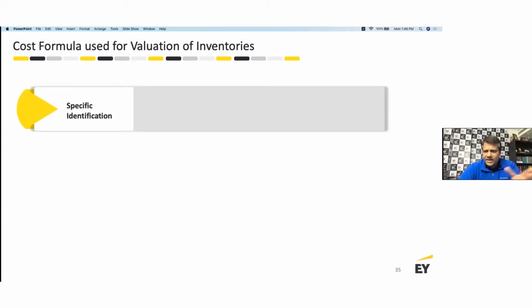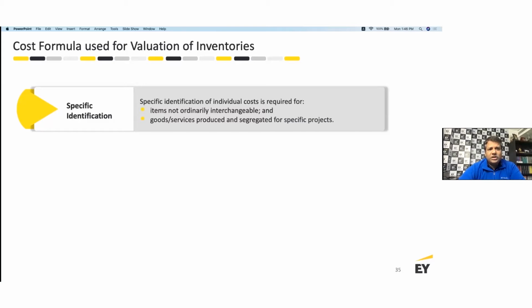So there are three methods we talked about. One is the specific identification method, then you had the FIFO method, and then you had the weighted average cost method. Let's talk about the specific identification. Specific identification of individual cost is required for items not ordinarily interchangeable, and goods or services produced and segregated for specific projects.